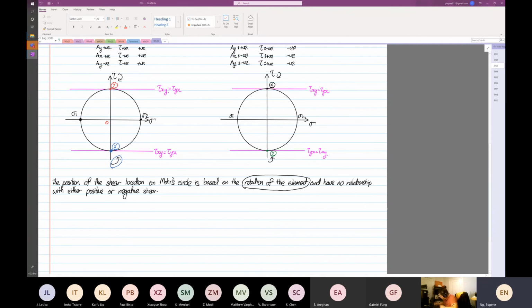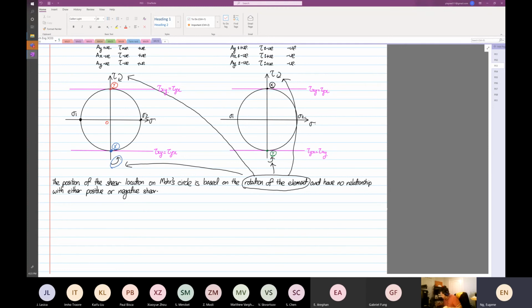So what do I mean by rotation? This is what we mean by rotation of the element: whether it is clockwise or anti-clockwise rotation of the element. It has nothing to do with whether it is positive shear or negative shear. And for carbon fiber, this is very critical. Once you get it wrong, you're in a big doodah.